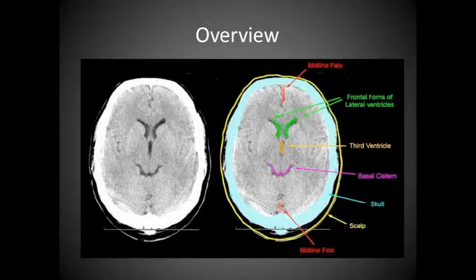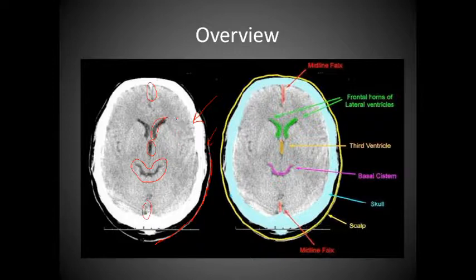Additionally, the structures that we have, just so that you can visualize what we're looking at, this is going to be the frontal horns of the lateral ventricle. This is going to be the third ventricle. This is the basal cistern. Okay, this is the falx cerebri here. Also, you're going to have scalp here, and then we have the actual cranium there.